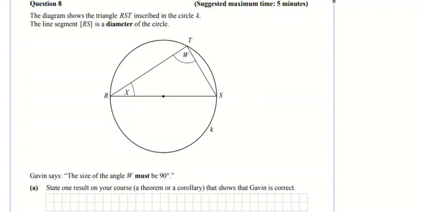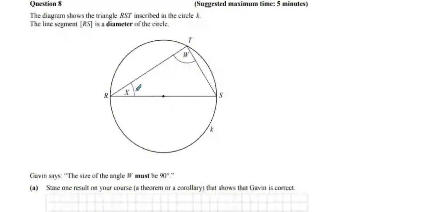Okay, the diagram shows the triangle RST, which is angle X, the line segment RS, which is the diameter. Gavin says the size of the angle W must be 90 degrees. State one theorem on your course, or theorem or corollary, that shows that Gavin is correct.